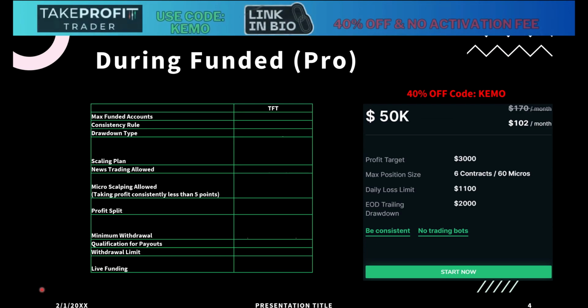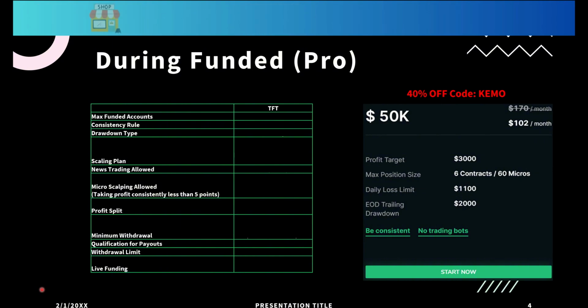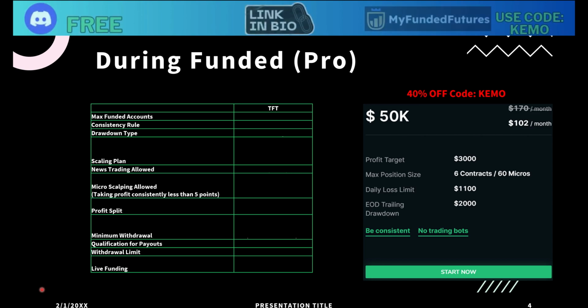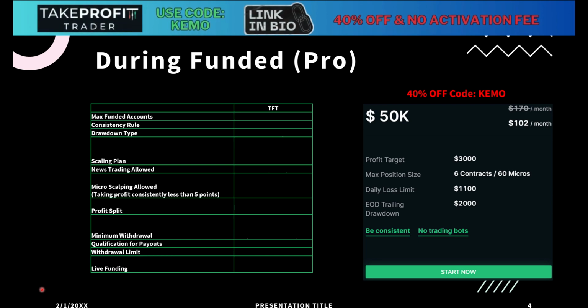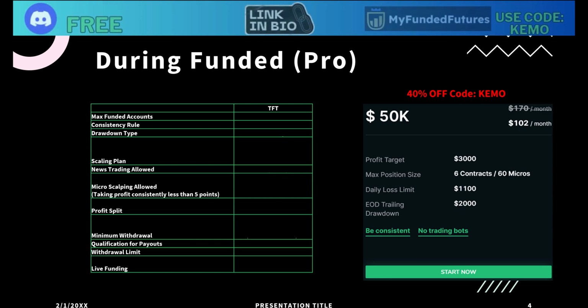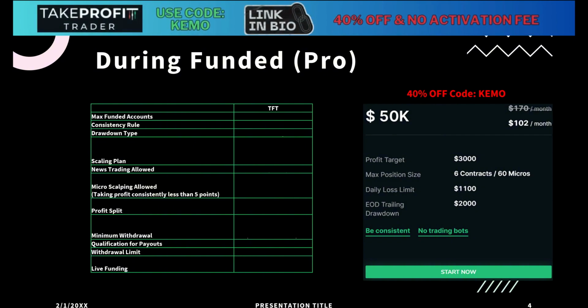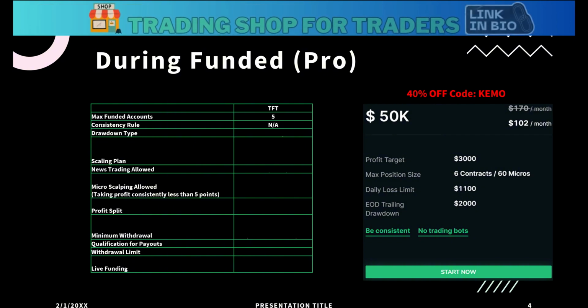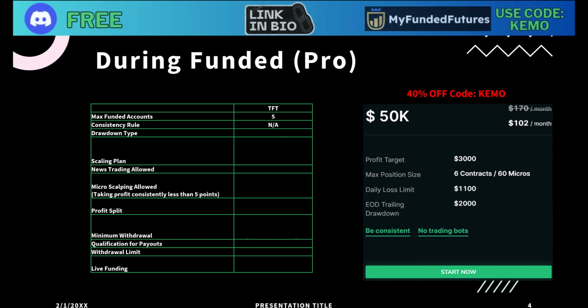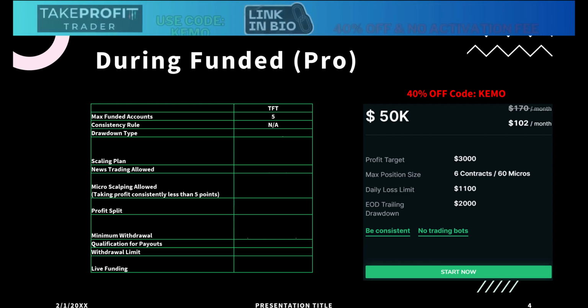The funded phase is also pretty different, and I want you guys to focus with me on this, because there is a major change that happens once you get to the funded or the pro phase of this account. This will determine if you would like to go ahead and purchase one of their accounts or not. The max funded accounts you're allowed to have with TakeProfit Trader is 5. The consistency rule gets removed, which is a really good thing. So now you're not limited on how much money you can make in a day, which is really good.